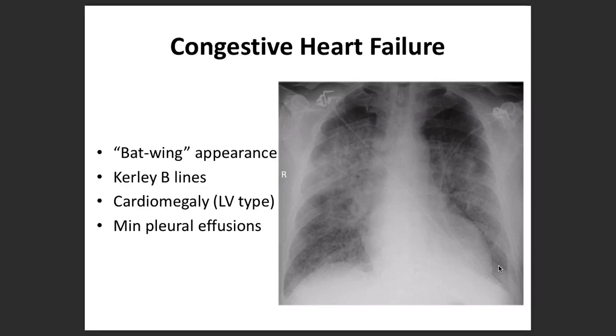So in congestive heart failure, you will see a bat wing appearance, and you can also see the Kerley B lines. I already said it. Pleural effusion can also be seen as well.